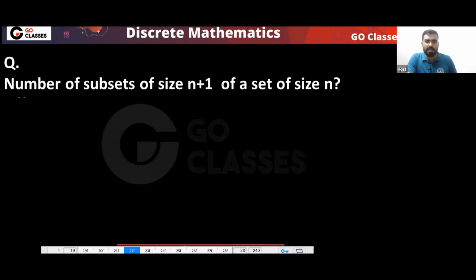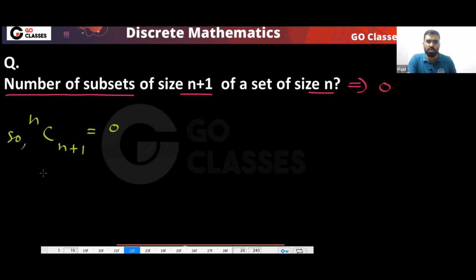For example, tell me how many subsets of size n plus 1 you can create from a set of size n. Only 0. No subset you can create. So the number of subsets of size n plus 1 should be nC(n+1), and this is equal to 0. So nC(n+1) is nothing but 0.